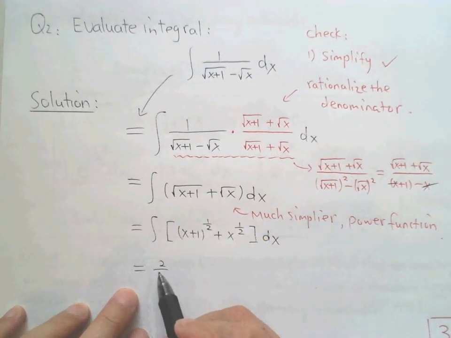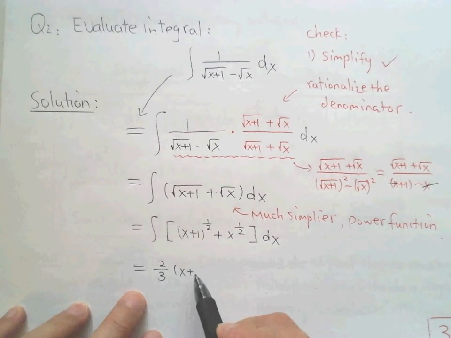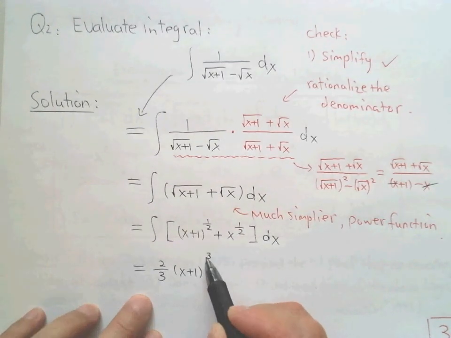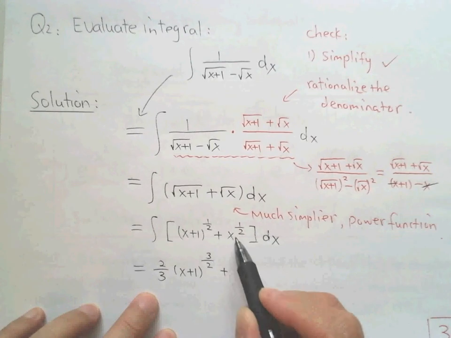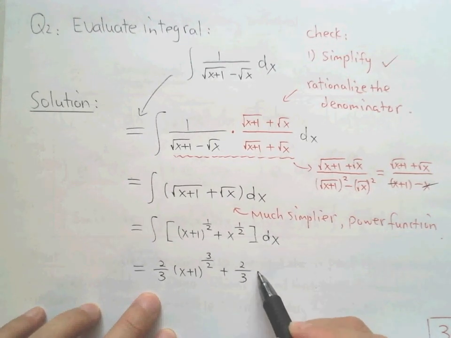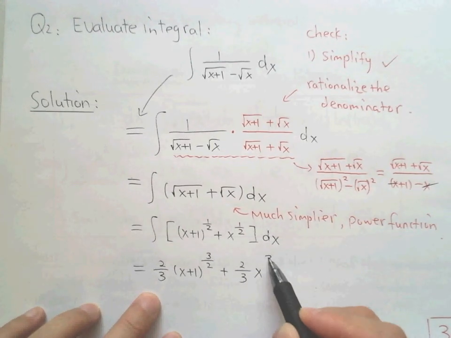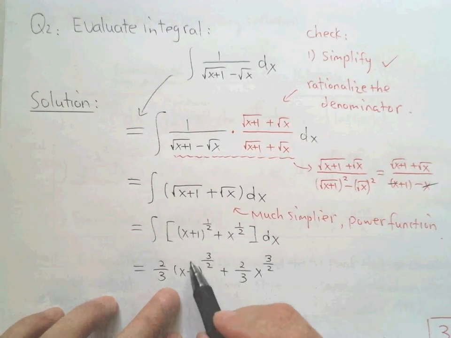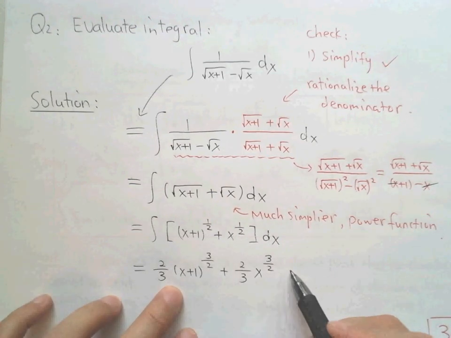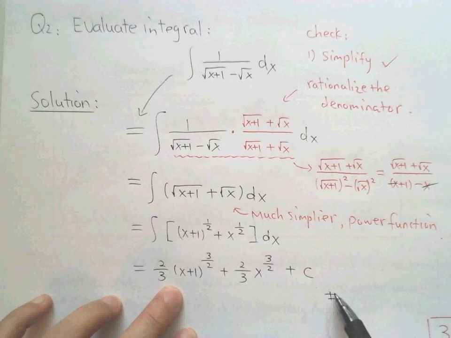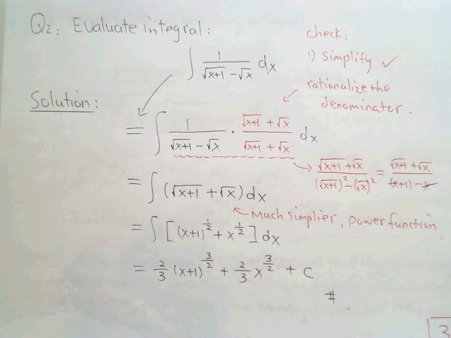Okay. So it is 2/3 times (x plus 1) raised to the 3/2. Okay. Here is similar: 2/3 times x raised to the power of 3/2. You take the new exponent as a divisor, and you could definitely get that. Don't miss plus c. Can you see? Okay, so this is the basic strategy. That's all. Thank you.